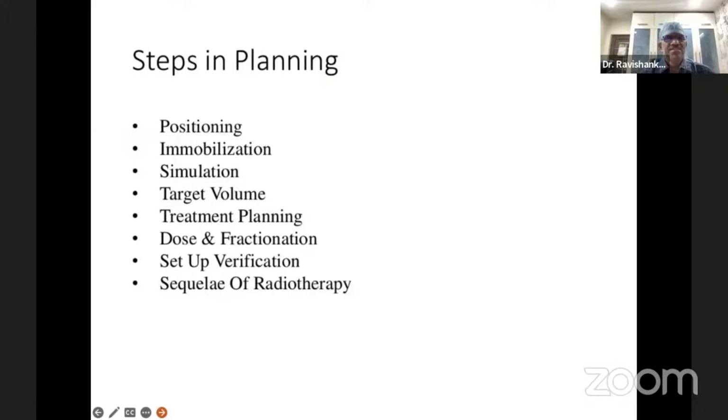So coming to the radiation, when you want to plan the radiation, you need to position the patient properly. You have to use proper immobilization so that the patient can be set up very easily and comfortably every day. And then you need to do simulation followed by target volume delineation, and then plan the process. Then you have to plan the dose schedule and the fractionation schedule that you're going to follow, and then set up verification. You'll also have to discuss with the patient about the sequelae of radiation.